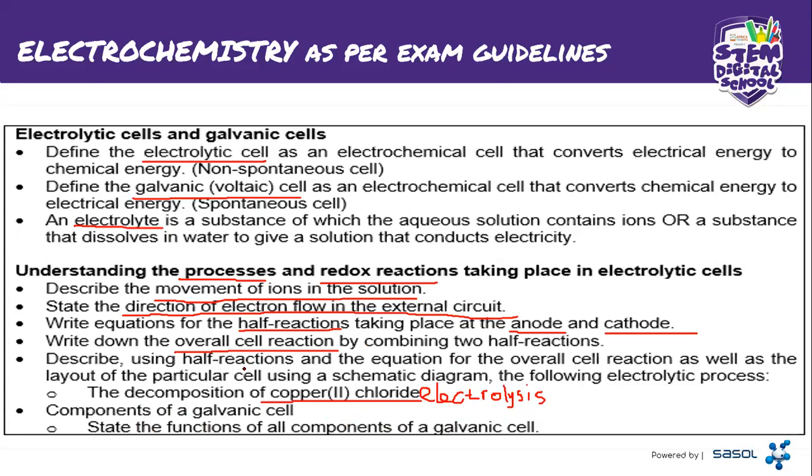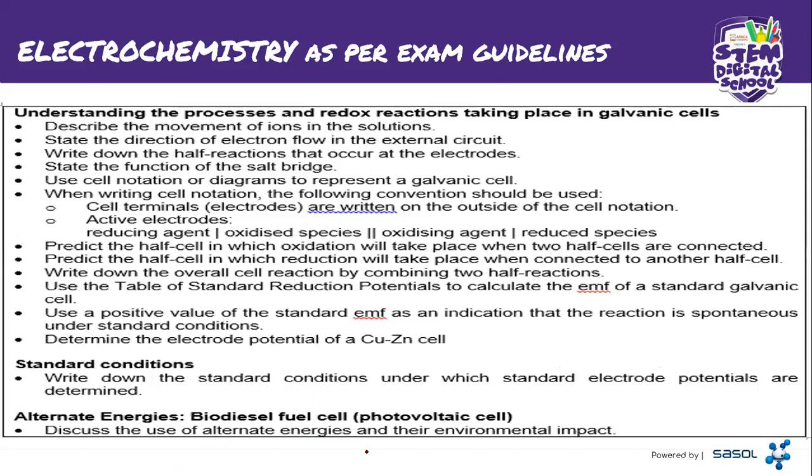And then we must know the components of a galvanic cell, and amongst those, we need to be able to state their functions, every component in a galvanic cell. Furthermore, we must still be able to describe the movement of ions in the solution, that is in both of the half cells, and then again, still be able to state the direction of electron flow in the external circuit.